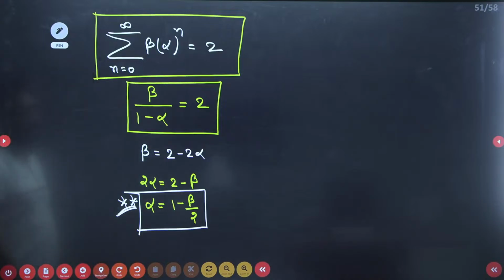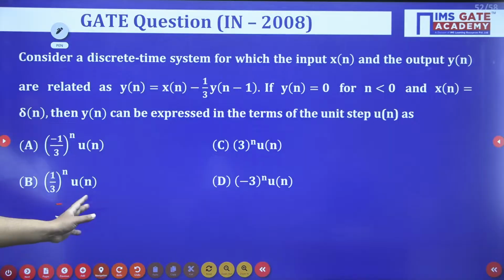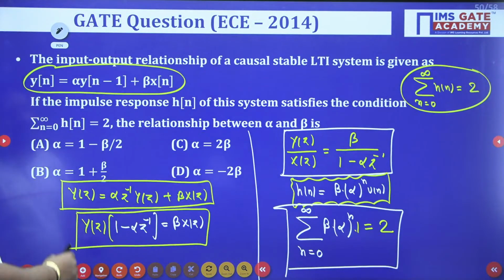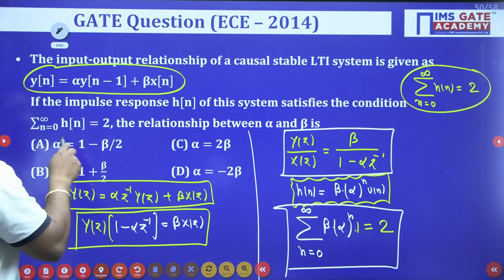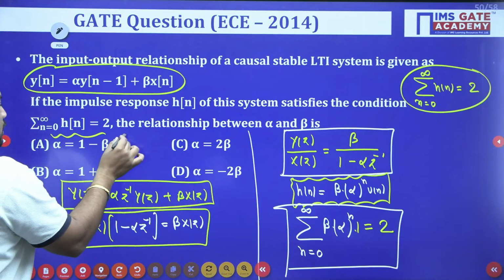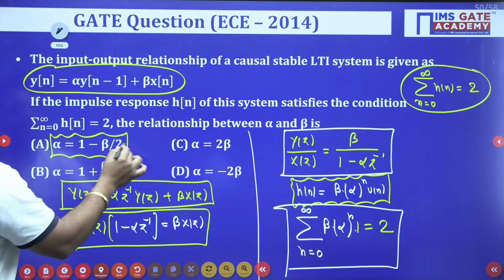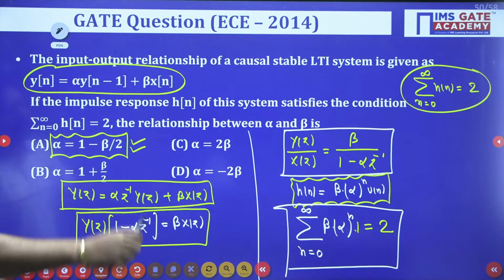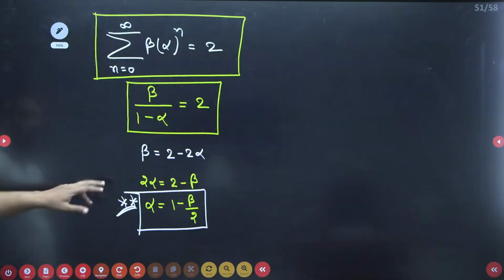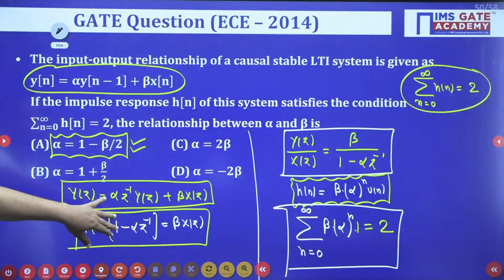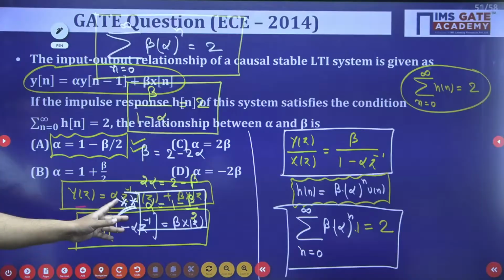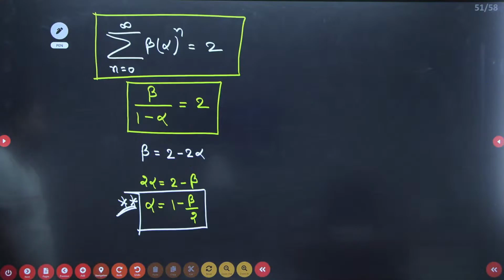Do reply fast. Alpha equal to 1 minus beta upon 2. Correct answer is option A. So your alpha equal to 1 minus beta upon 2. Is this clear? Alpha equal to 1 minus beta upon 2, option A. Vedehi, Vikas and Naveen, I think already got the answer. Shabash. Shall we go for the next one?